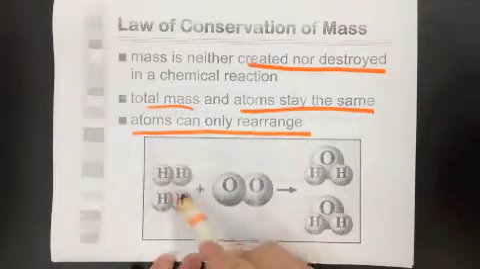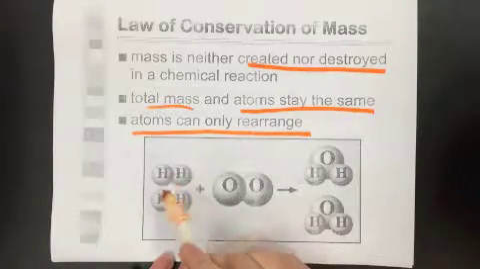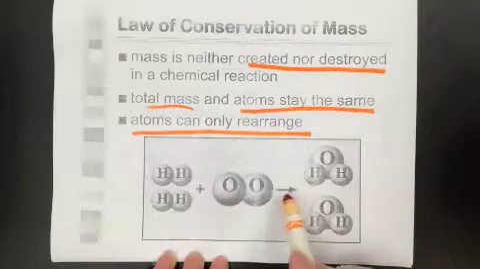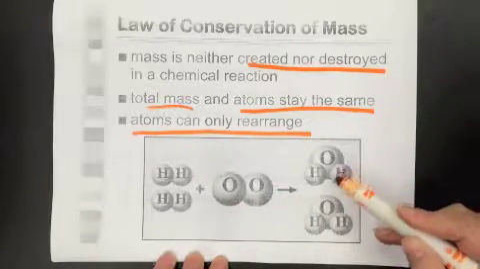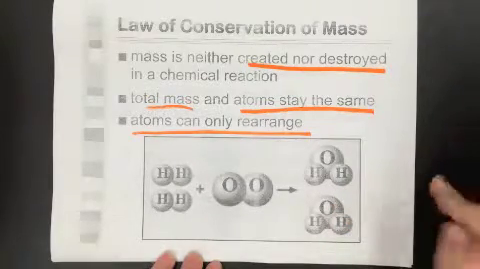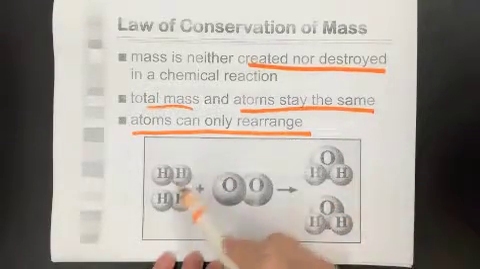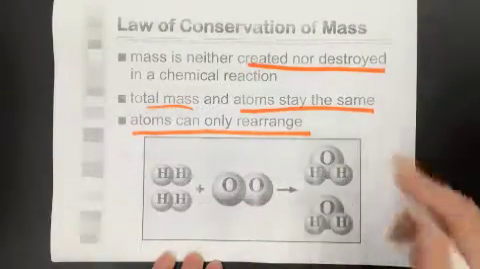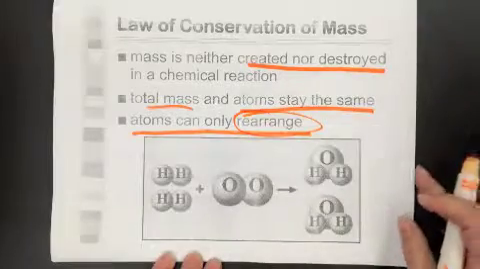For example, you're starting off with 4 hydrogens, they're stuck together, and 2 oxygens, they're stuck together. When the reaction actually occurs, your hydrogens end up splitting those oxygens and pairing with them. So there's still 4 hydrogens and 2 oxygens. The only thing that they are doing is rearranging.